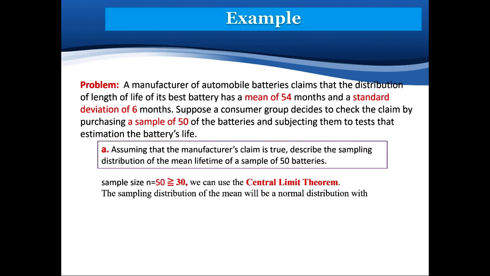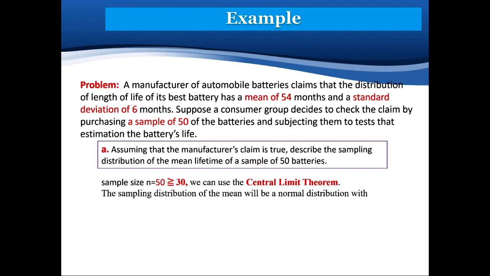Now here is an example about Chapter 6. A manufacturer of automobile batteries claimed that the distribution of lengths of the life of its best battery has a mean of 54 months and a standard deviation of 6 months. Suppose a customer group decides to check the claim by purchasing a sample of 50 batteries and subjecting them to test to estimate the battery's life.